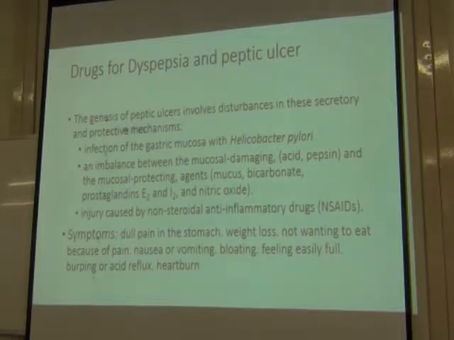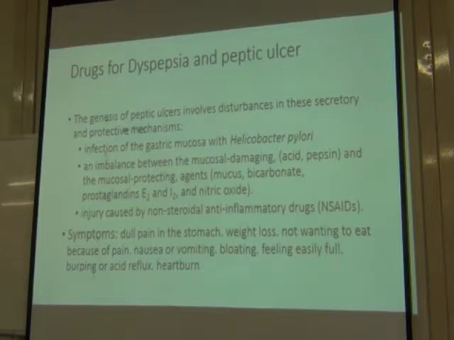Our protective factors would be our, what now? Protective factors that are protecting the GIT: prostaglandins, the mucus gel, the bicarbonate. And also we see nitric oxide as one of the mucosal protective factors. So what would happen? And then another thing we didn't mention is your non-steroidal anti-inflammatory drugs.